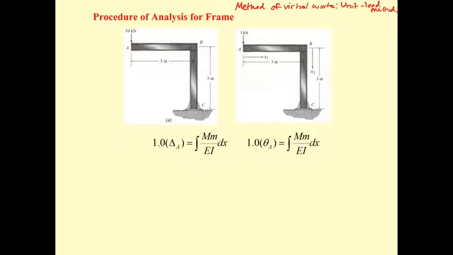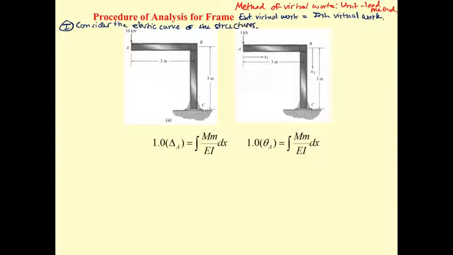The principle is based on the same concept as you know before: the external virtual work must be equal to the internal virtual work. By doing this, we consider the work, which is the force times the displacement or the moment times the slope. So we consider first the elastic curve of the structure, maybe for the truss, maybe for the beam, and maybe for the frame.